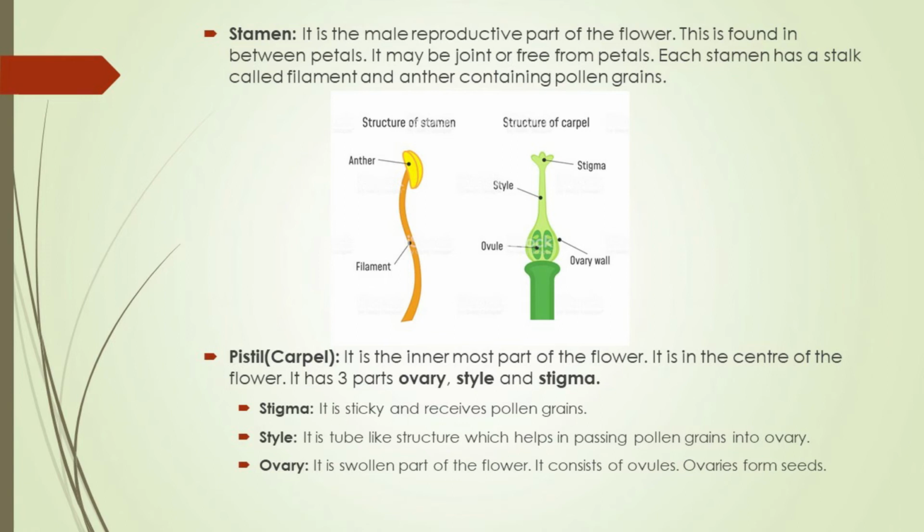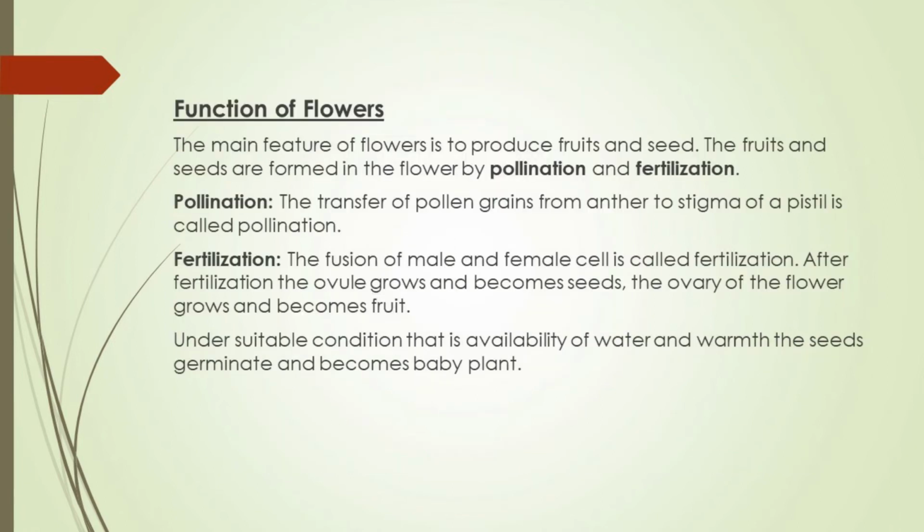So, the flower is one of the most important parts of the plant. You can see the function of flowers now. The main function of a flower is to produce fruit and seed. The fruit and seeds are formed in the flower by pollination and fertilization. These are the two processes by which a plant produces new fruits or seeds.